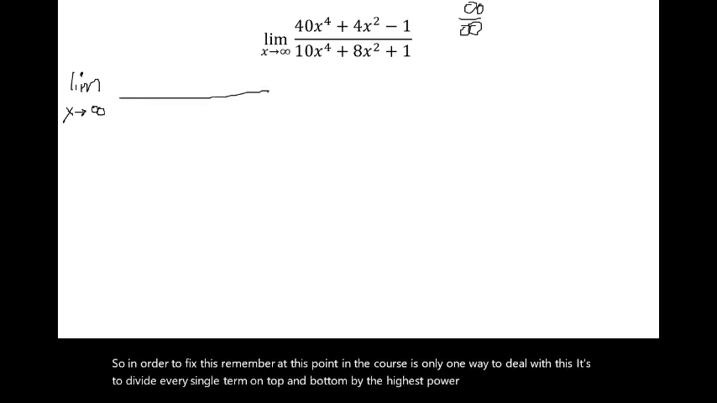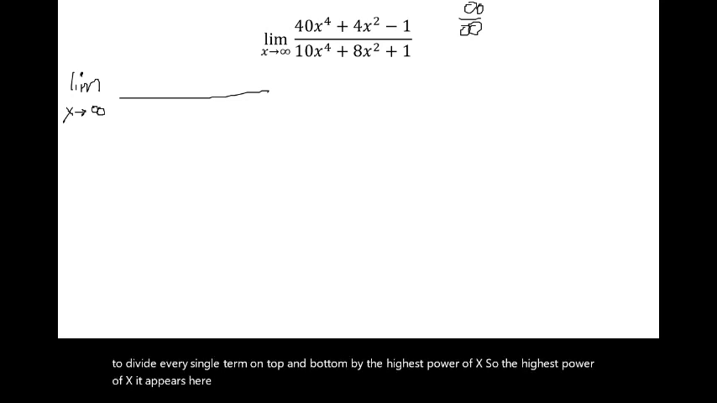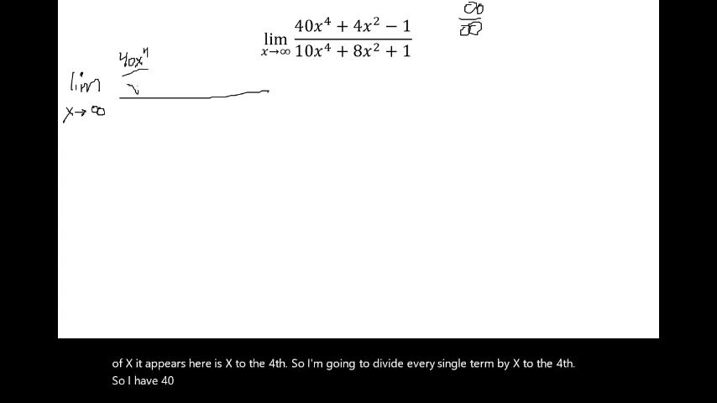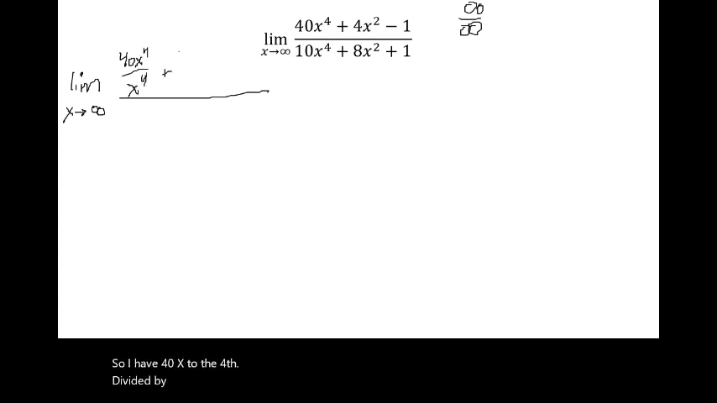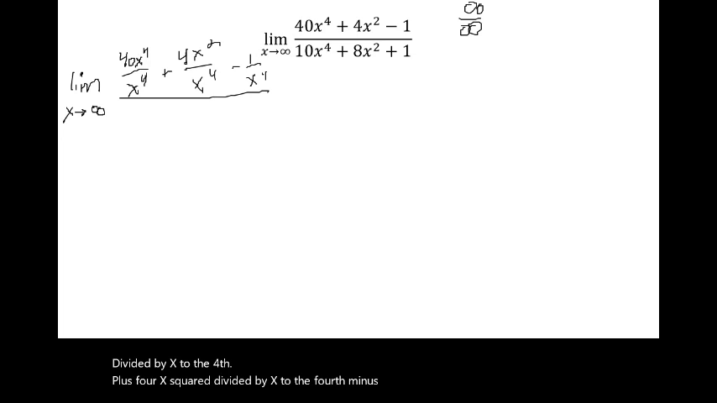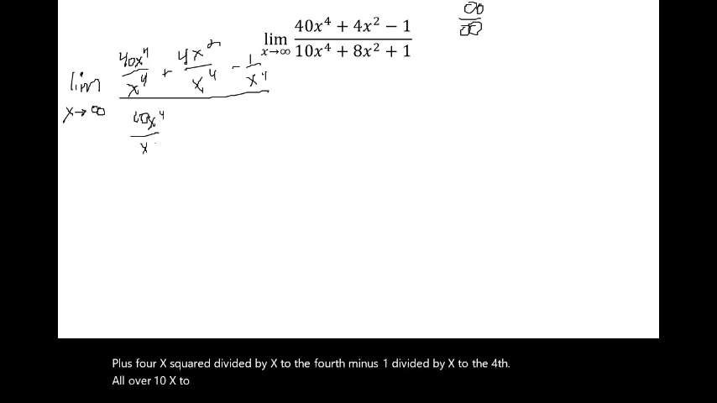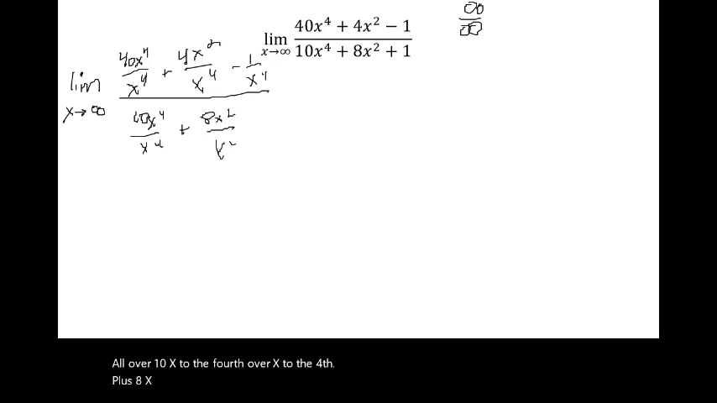So the highest power of x that appears here is x to the 4th. So I'm going to divide every single term by x to the 4th. So I have 40x to the 4th divided by x to the 4th plus 4x squared divided by x to the 4th minus 1 divided by x to the 4th. All over 10x to the 4th over x to the 4th plus 8x squared over x to the 4th, and then plus 1 over x to the 4th.